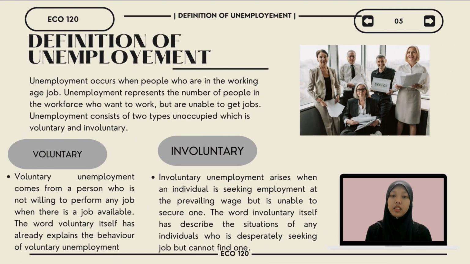Definition of unemployment. Unemployment occurs when people who are willing to work do not have a job. Unemployment represents the number of people in the workforce who want to work but are unable to get one. There are two types of unemployment, which are voluntary and involuntary. Voluntary unemployment occurs when a person is not willing to perform any job even though there is a job available. Involuntary unemployment occurs when an individual is seeking employment at the prevailing wage but is unable to get one.